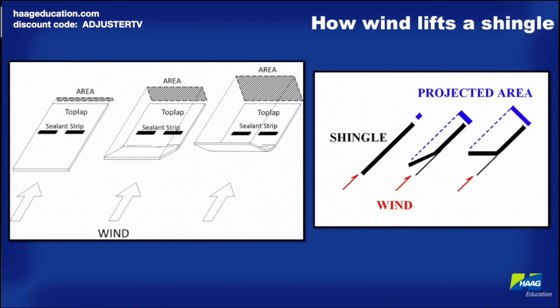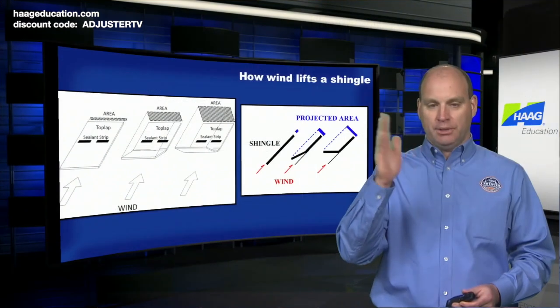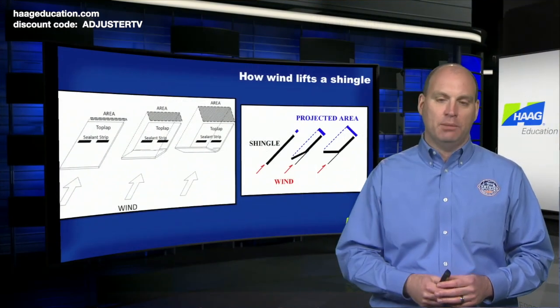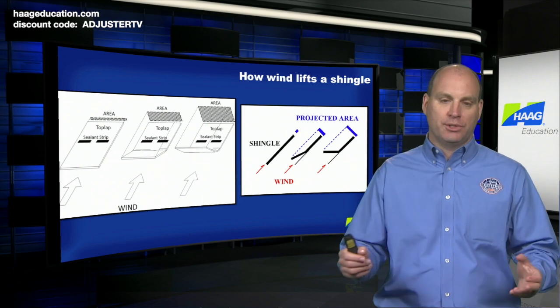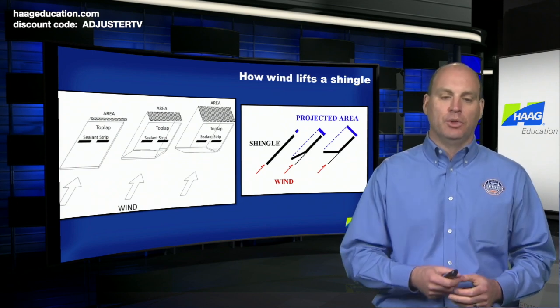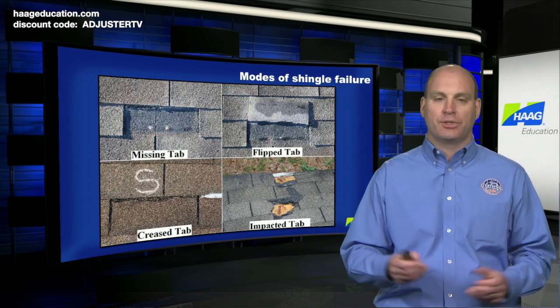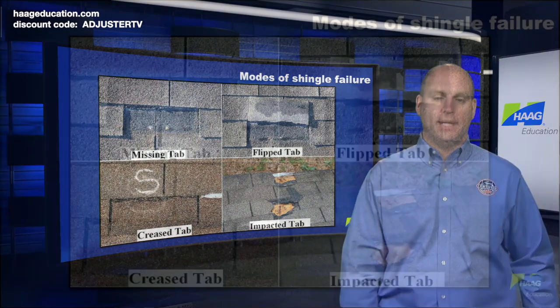So we're going to get a greater uplift pressure as that projected area increases. In the next image, that shingle continues to lift, the projected area becomes even greater. And so that shingle is going to crease. It may crease back and forth several times. It may tear off if it's a tab, or that whole shingle, whether it's a 3-tab or laminated, may get blown completely off. So these are some modes of actual wind damage to shingles.